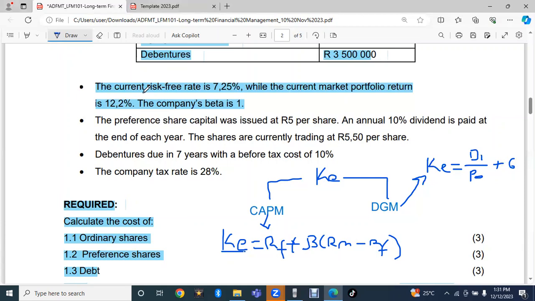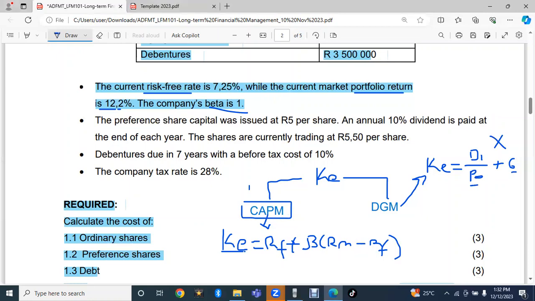Now when we read here, we can see that we have the risk-free rate, the market portfolio return, and we have beta. Based on the information given in the question, we cannot apply DGM, because for you to apply DGM, you must be given the current dividend, growth rate, and share price, which in this question we are not given. In this question, we are given the risk-free rate, beta, and market return. Meaning the applicable method is the first one here, CAPM, because the information provided allows us to use this model.